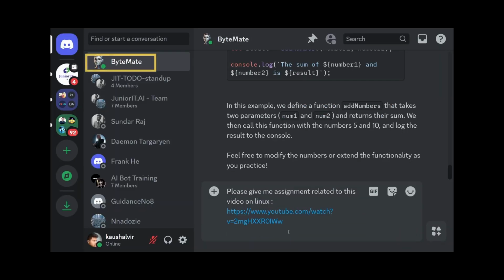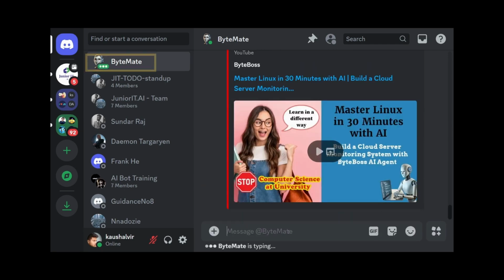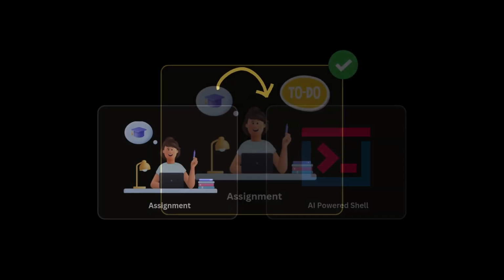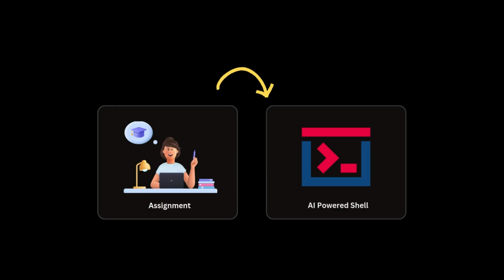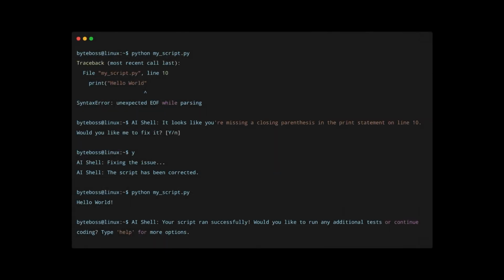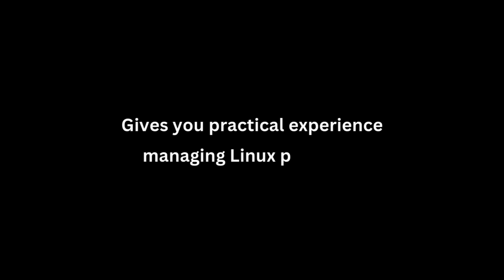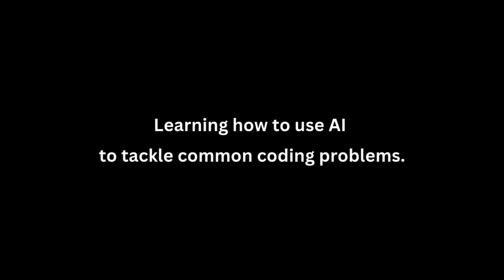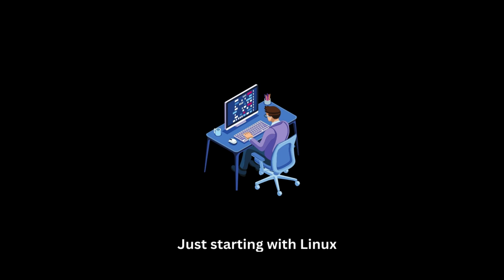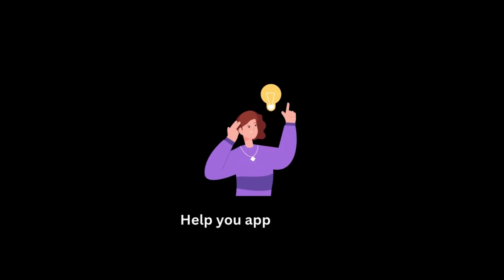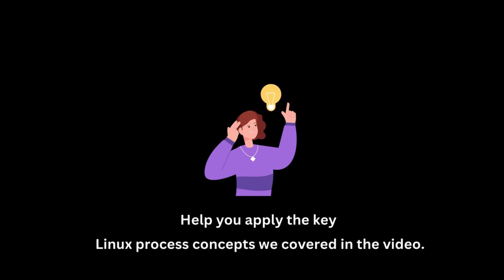Our AI assistant, ByteMate, will guide you through an interactive assignment to help you practice concepts like process management, memory management, and signal handling. By completing the assignment, you'll continue building your AI-powered shell. When you run a Python or Node.js script, your AI shell will automatically help fix any errors you might come across. This helps give you practical experience managing Linux processes while learning how to use AI to tackle common coding problems. Whether you're just starting with Linux or want to improve your skills, this assignment will help you apply the key Linux process concepts we covered in this video.